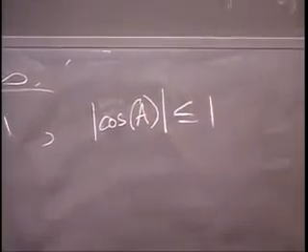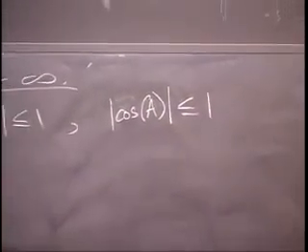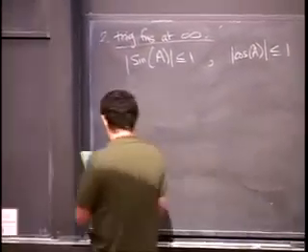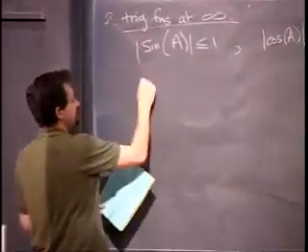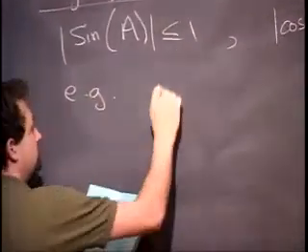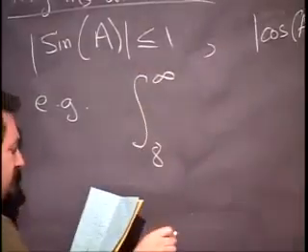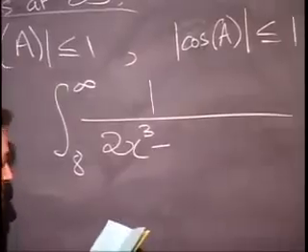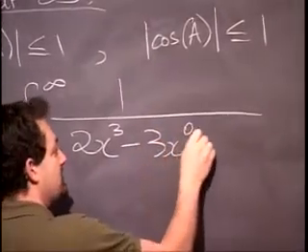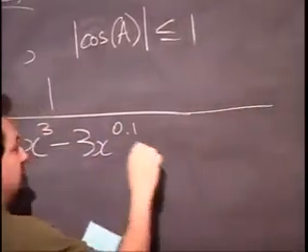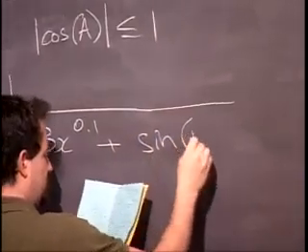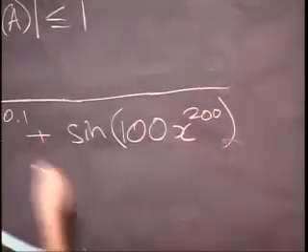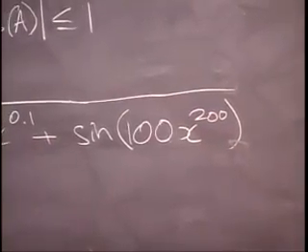Well, what good does that do you? It does allow you to solve certain problems, such as this. The integral from 8 to infinity. It's almost the same problem. 1 over 2x cubed minus 3x to the point 1. But I am now going to add on sine of 100x to the 200, dx. So it's very, very similar to the other problem.